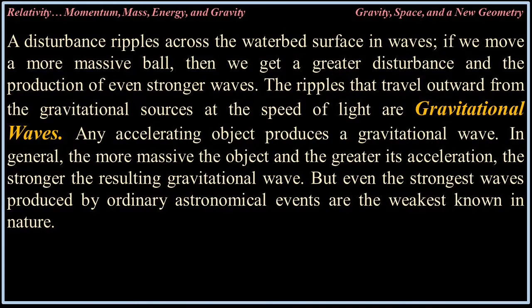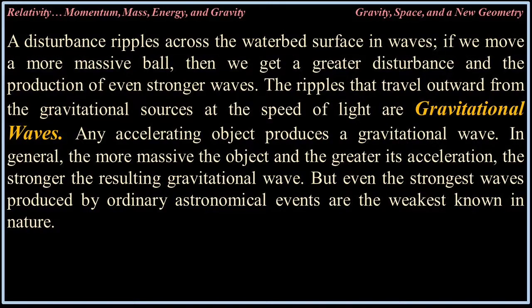A disturbance ripples across the waterbed surface in waves. If we move a more massive ball, then we get a greater disturbance and the production of even stronger waves. The ripples that travel outward from the gravitational source at the speed of light are gravitational waves. Any accelerating object produces a gravitational wave. In general, the more massive the object and greater its acceleration, the stronger the resulting gravitational wave.